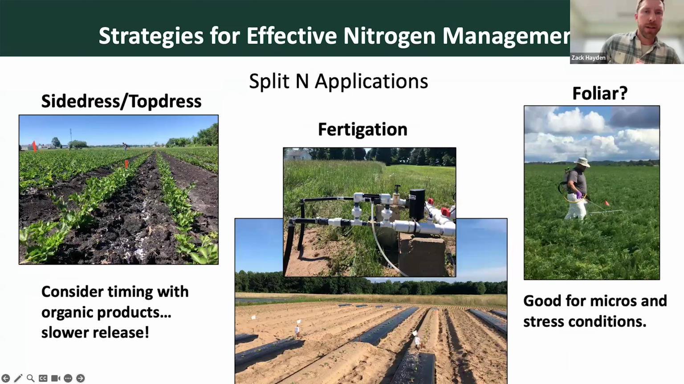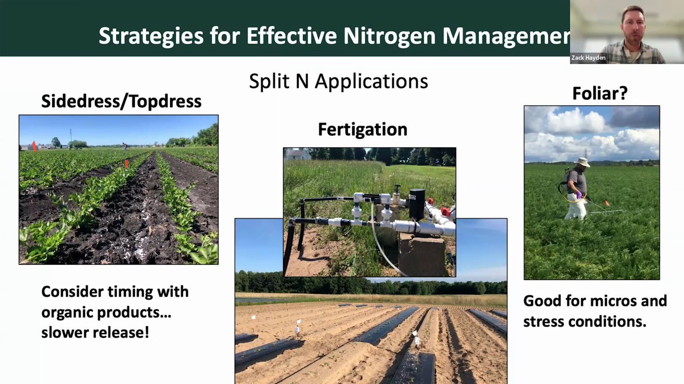All right, and then another thing you can consider that we often recommend, especially in conventional systems, is split applications. So only put down enough nutrients for what you need early in the season, and then you come back during that higher demand period and supply nutrients at that point more in sync with the crop demand. Now, side dress, fertigation, we won't talk too much about foliar, but these are all methods that are at your disposal in an integrated nutrient management program.